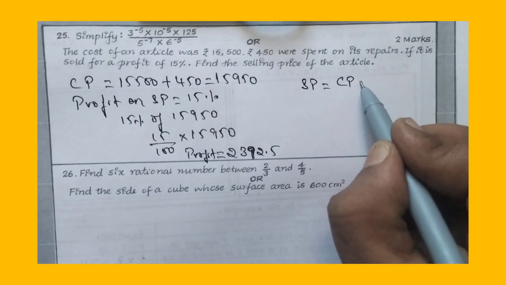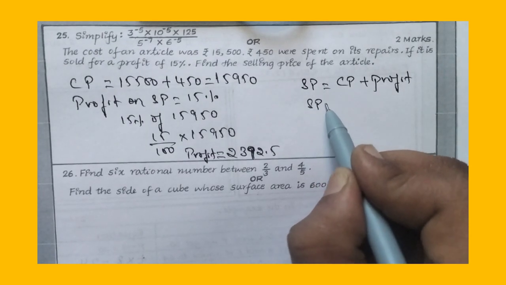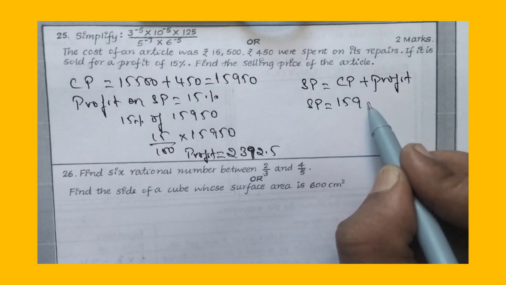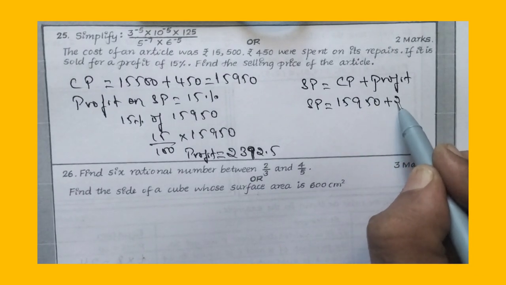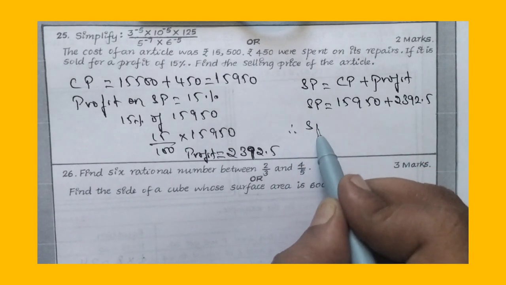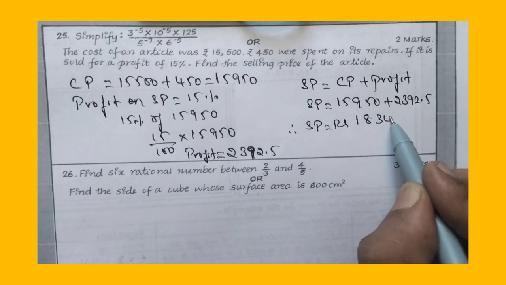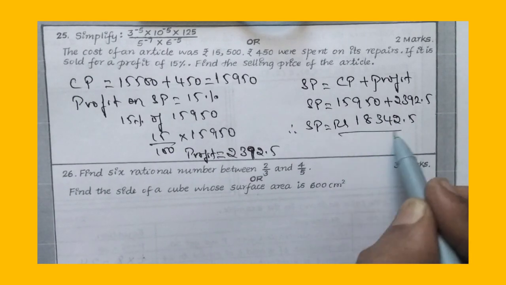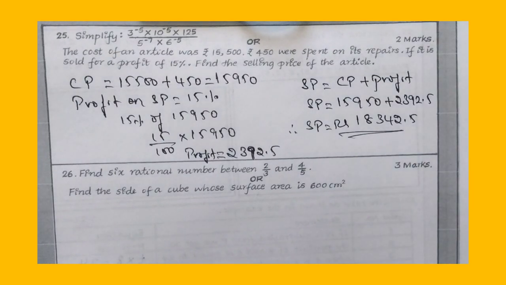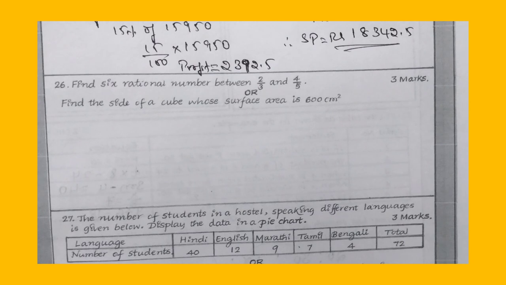Selling price is equal to cost price plus profit. So, selling price is equal to cost price 15,950 plus profit 2,392.5 rupees. Therefore, selling price is equal to rupees 18,342.5 rupees. If you add these two, we will get the selling price as 18,342.5 rupees. So, like this, we have to answer this question. Now, let us move to the next question.